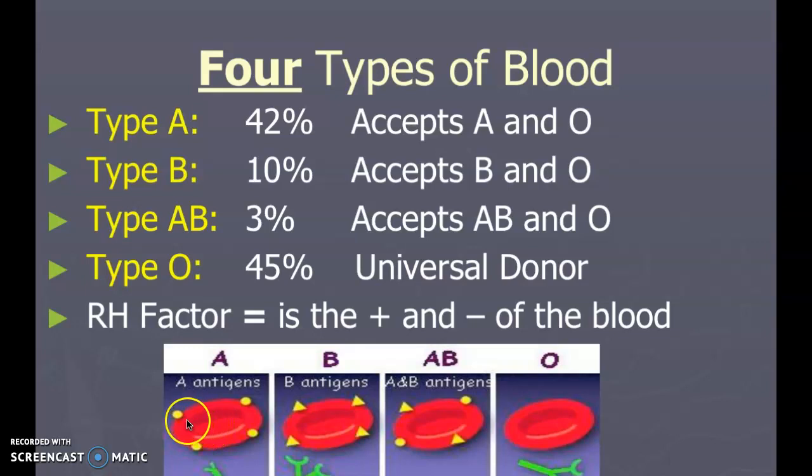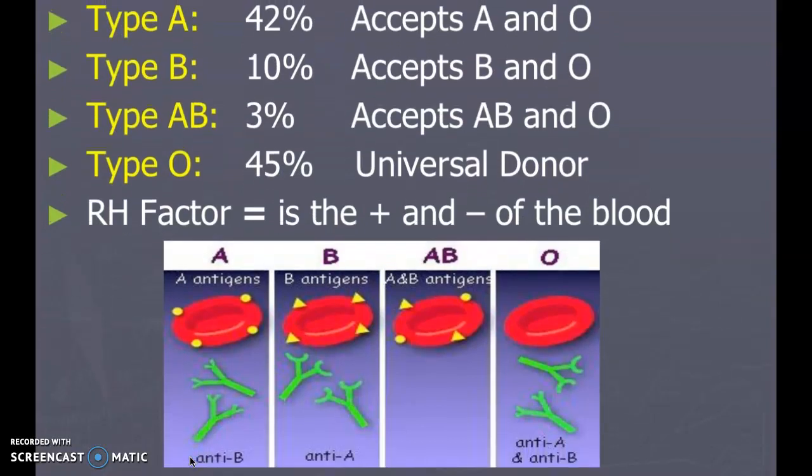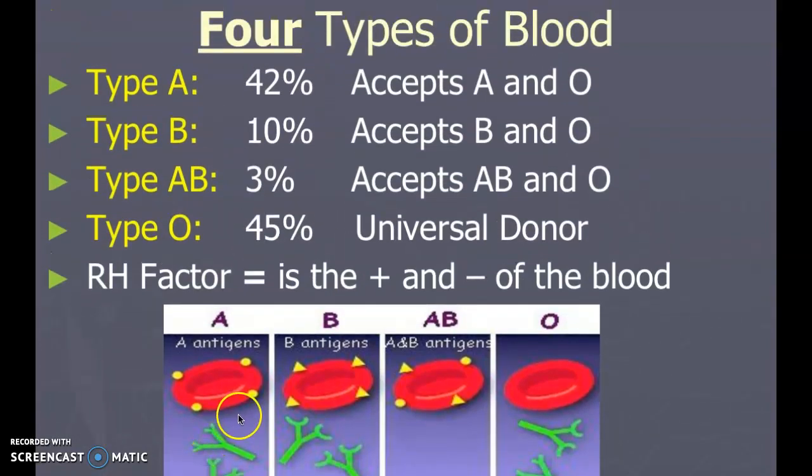Type A blood, when you look at red blood cells underneath a microscope, they have these little protein factors on the outside of them that are called antigens. And if red blood cells have what we call A antigens, then you are type A blood. So if you have type A blood, you can accept blood from other people that are type A, but you can also take type O because remember, it's like a blank slate. 42% of people in the population have type A blood.